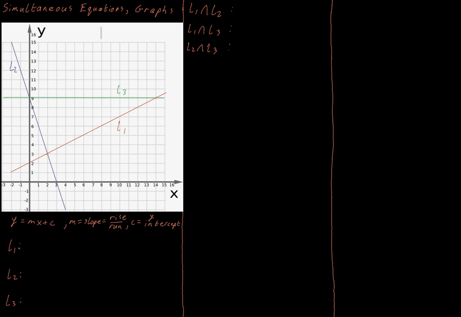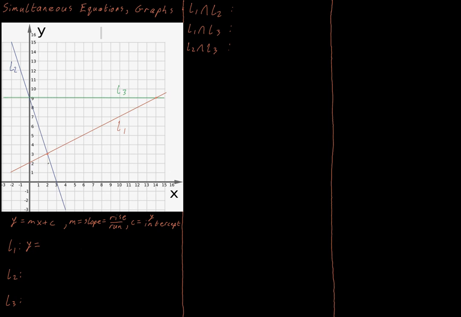So, visually, what is L1 going to be? Well, we know it's in the form y equals mx plus c. So y is going to be equal to the slope times x plus the y-intercept. Well, the y-intercept is very easy. It's going to be 2. Where the red line crosses the y-axis is at plus 2. So we know c is going to be plus 2. But what's the slope? Well, it's going to be the rise over the run.